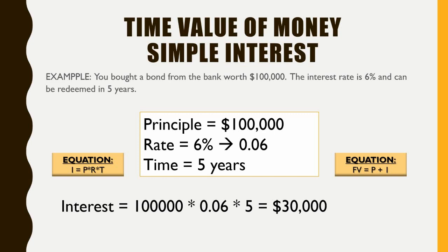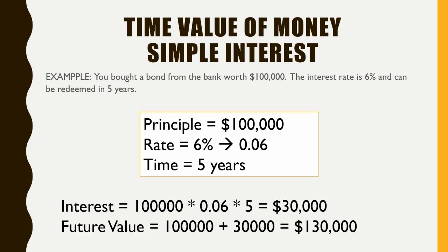So straightforward, you could do this with a calculator. Now, how do I solve for the future value? How do I know how much my bond will be worth in 5 years? Simple. You take your principal of 100,000 and add your interest of 30,000, which tells you that at the end of 5 years, if you redeem the bank bond, your bank bond will be worth $130,000. So that is how we solve for simple interest.